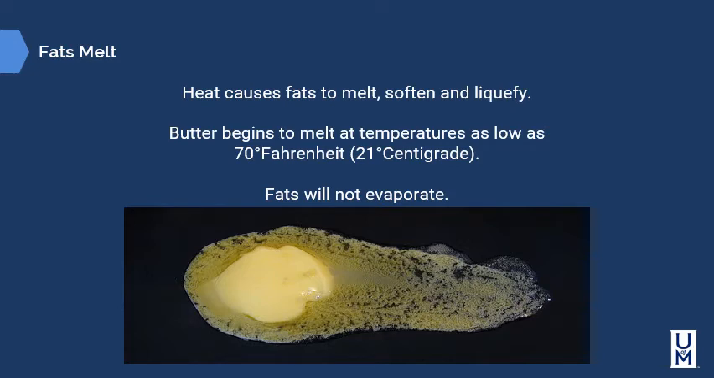Oils are simply fats that remain liquid at room temperature and generally come from plant sources. Fats melt when heated. That is, they gradually soften and liquefy. Butter begins to melt at temperatures as low as 70 degrees Fahrenheit. Fats will not evaporate, however. Most fat can be heated to very high temperatures without burning, so they can be used as a dry heat cooking medium to fry or brown or caramelize foods.